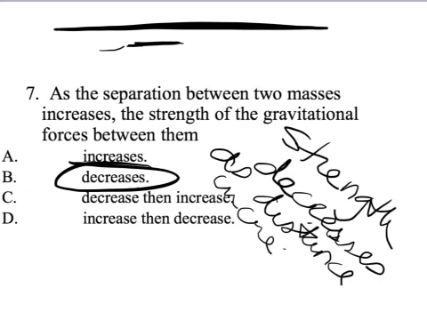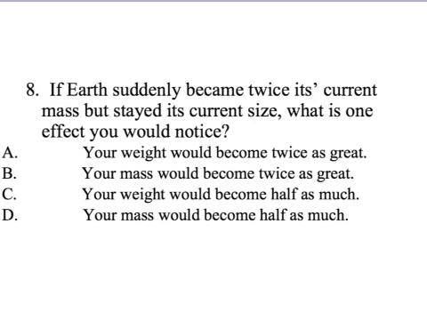There we go. Next question. If the Earth suddenly became twice its current mass, but stayed its current size, what is the one effect which you would notice? First thing you need to know is mass is independent of gravity. If the Earth's mass doubled, it would have an impact on our gravity. So any answer with mass in it is wrong.